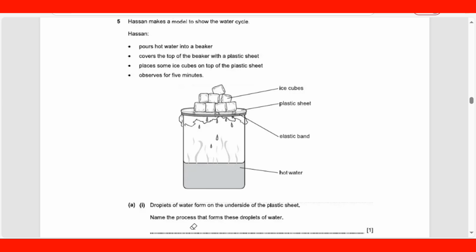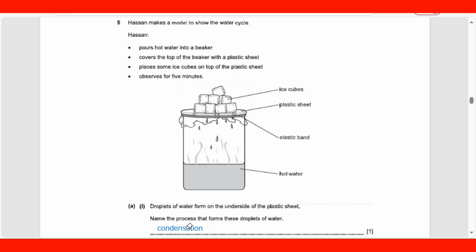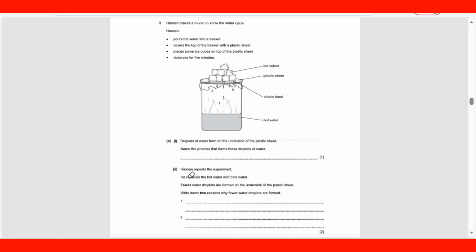Okay, let's check out the answer, guys. If you need some more time, please pause this video. So it is condensation. Let's move on. Question A part 2, Hassan repeats the experiment. He replaces the hot water with cold water. Fewer droplets are formed on the underside of the plastic sheet. Write down 2 reasons why fewer water droplets are formed.